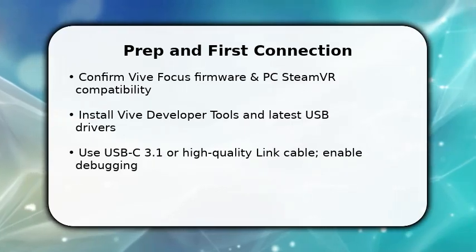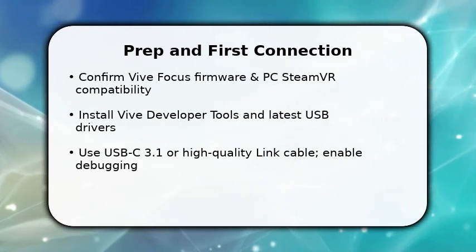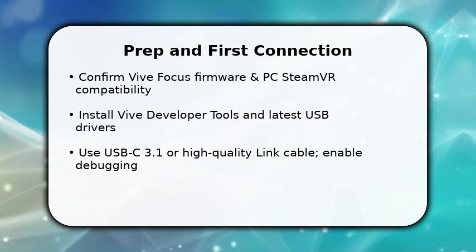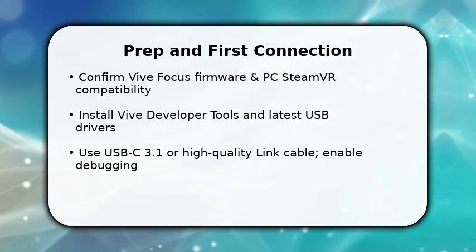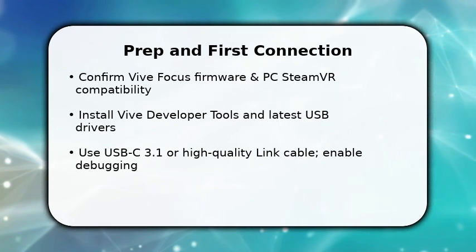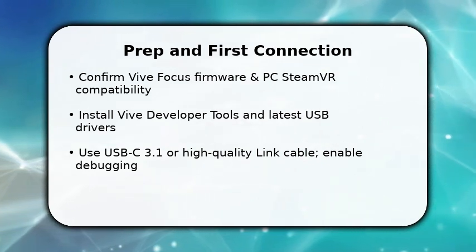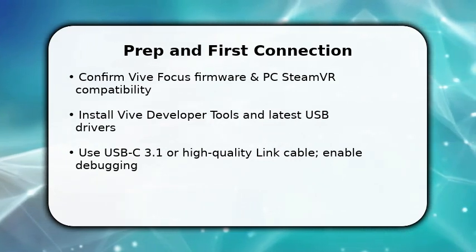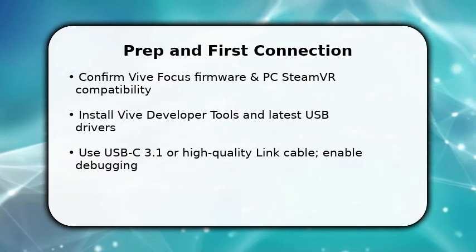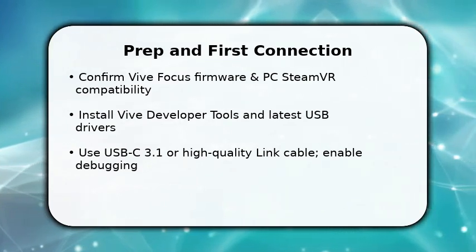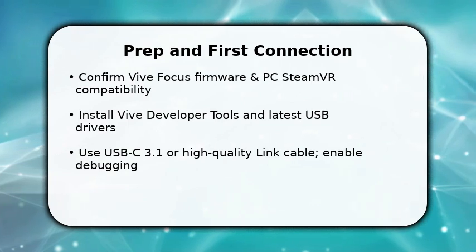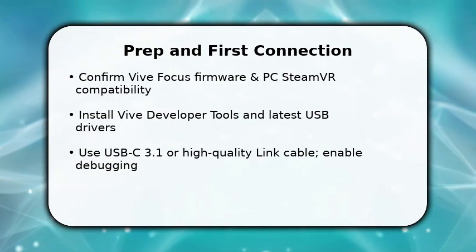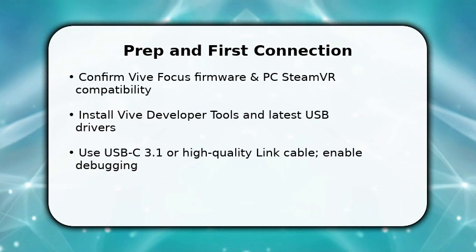You start by preparing both devices, update the Vive Focus firmware, and install Vive developer tools on your PC so the connection is stable. Once done, plug a USB-C 3.1 link cable between headset and PC and enable USB debugging in headset settings. This allows file and video streams. Make sure to accept any permission prompts in the headset. You're initiating a direct data tunnel. This first step prevents driver conflicts and establishes the low latency path needed for VR streaming.